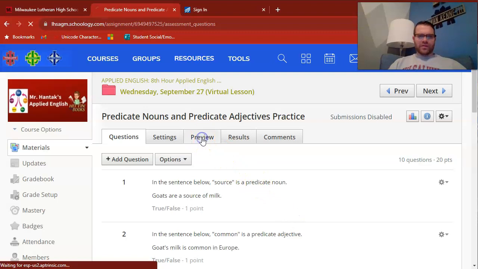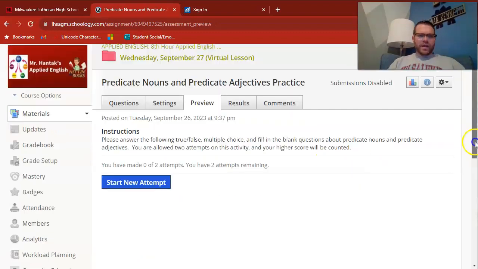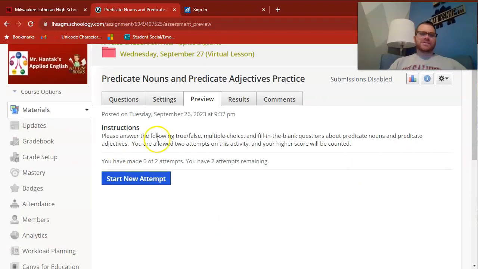I'm going to click preview because I believe there's some directions there. Yeah. And here's our instruction. It says, please answer the following true, false, multiple choice, and fill in the blank questions. Same idea as our last quiz about predicate nouns and predicate adjectives. You are allowed 2 attempts on this activity. I know you don't have a whole lot of written notes, but you can certainly refer back to yesterday's lesson. And your higher score will be counted as well.